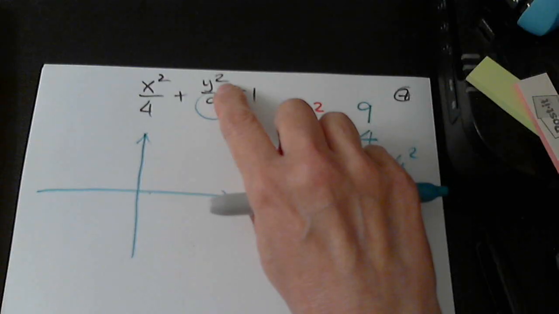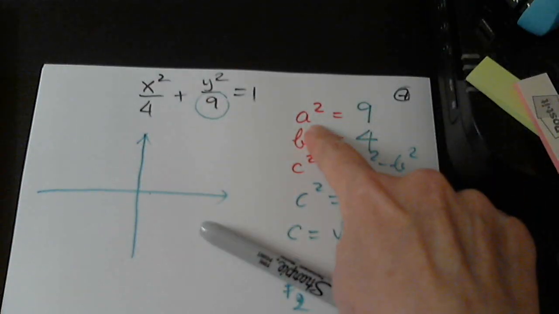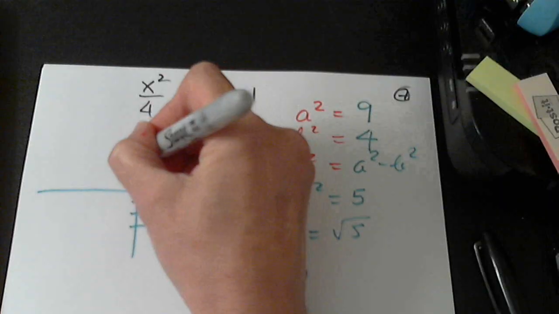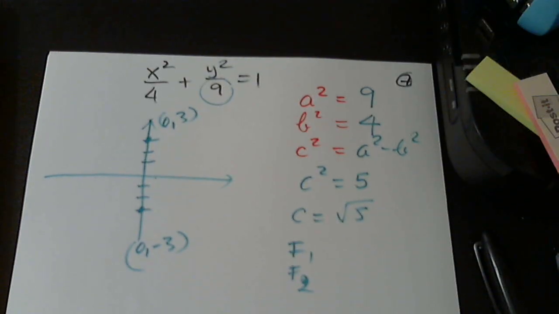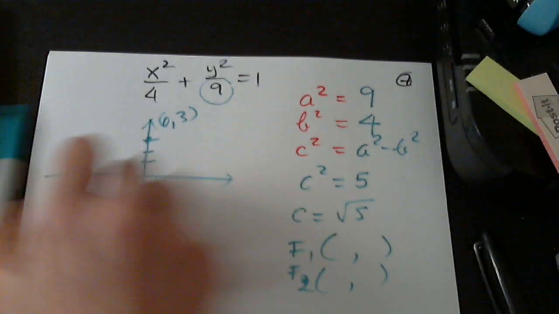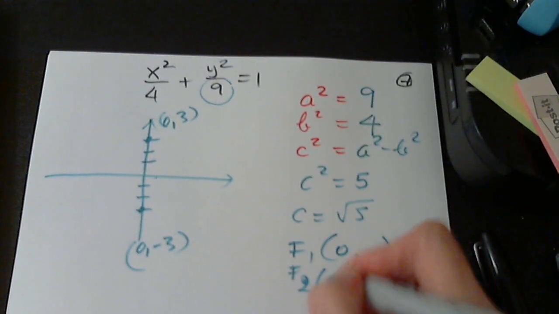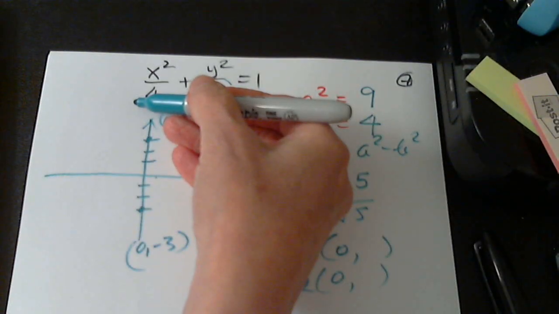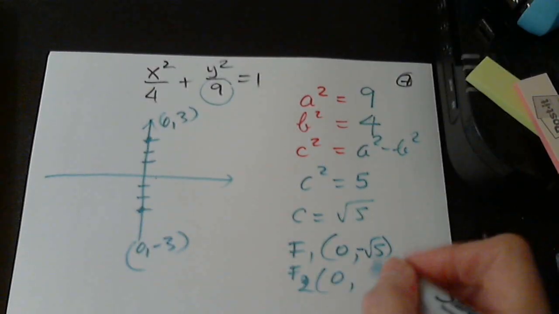Because the bigger number is under y, the major axis is on the y-axis. So the square root of 9 is 3. 1, 2, 3, 1, 2, 3. This is 0, 3, one vertex. The other vertex is 0, negative 3. So when I determine the foci, they are on the same axis, the same line as the vertices. So therefore, they have to have the same x value. Now the y value is this. The one at the bottom is f1, the one at the top is f2 in this case. So then this is negative the square root of 5 right here, 2 point something, and the square root of 5.